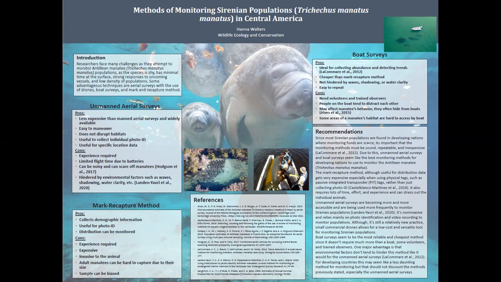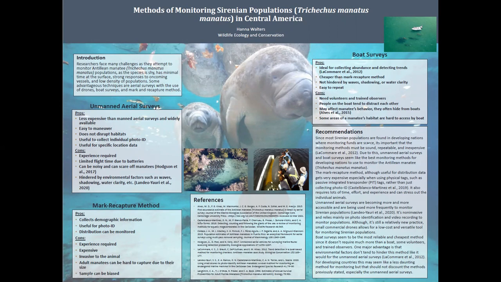The first one is unmanned aerial surveys, which is essentially a drone that flies above the water and takes pictures and videos of manatees. It is less expensive than a manned aerial survey, which would require a pilot, and it's also much easier to maneuver without having a full pilot and aircraft. It doesn't disrupt habitats, and it's useful for individual photo ID and specific location data.